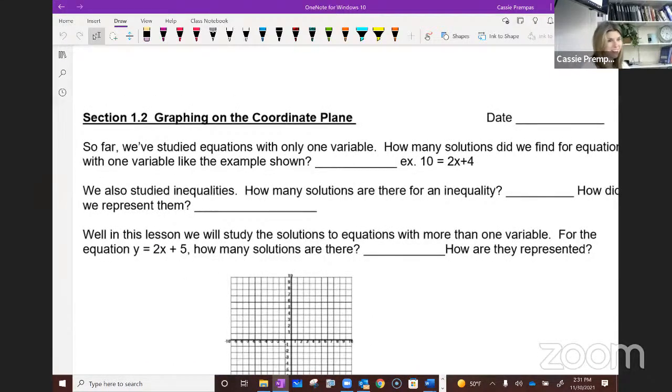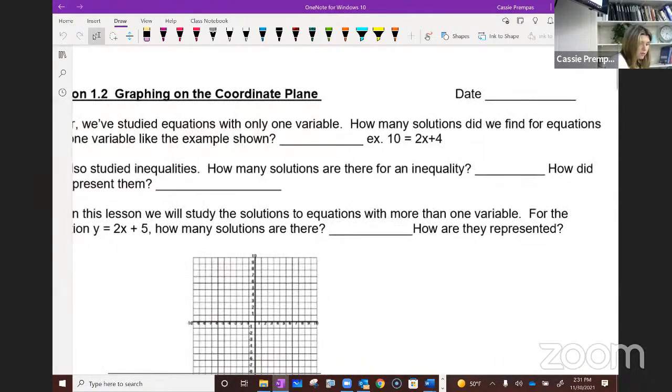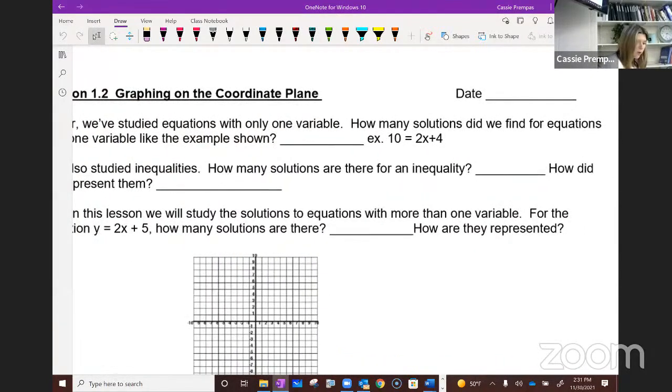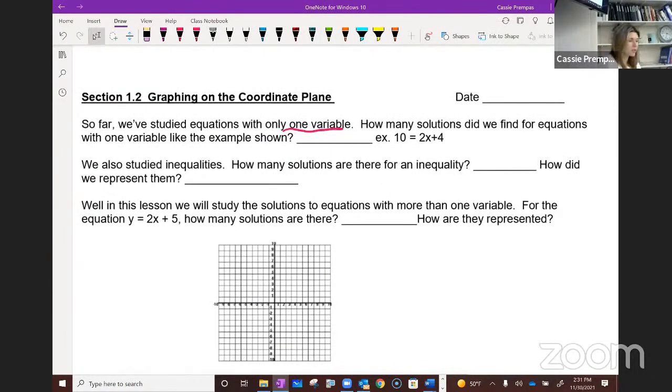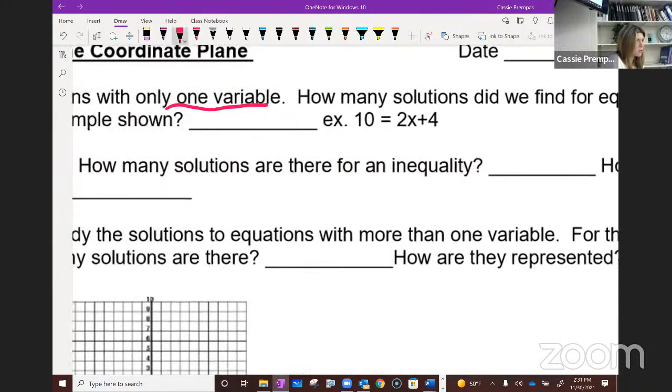Ready? So far, we've studied equations with only one variable. How many solutions did we find for equations with one variable, like this example shown? If you were asked to solve this, how many answers would you get? One. You'd subtract 4, you get 6 is equal to 2x. You'd solve and you get x equals 3. That's one solution. You solved a lot of those in Algebra 1.